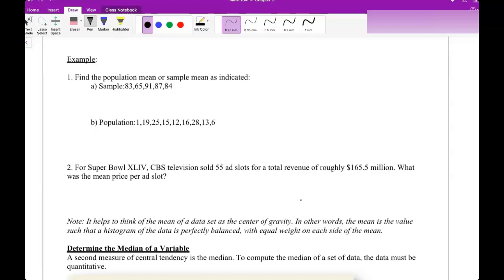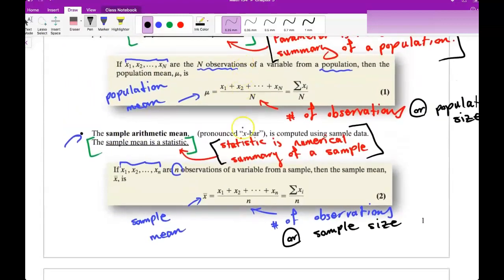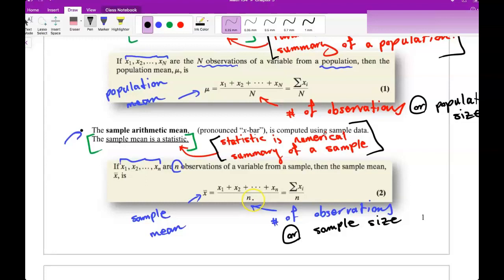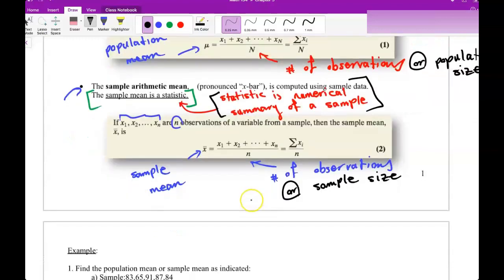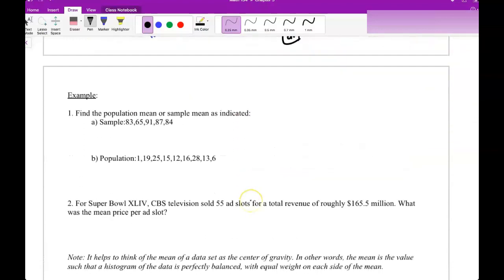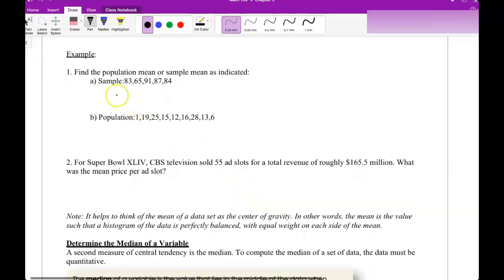Next page, example number 1, find the population mean or sample mean. Here I'm not going to use a calculator or anything else, only these two: adding all the data and dividing by the number of observations. Here we have a sample in part A, and part B is a population.